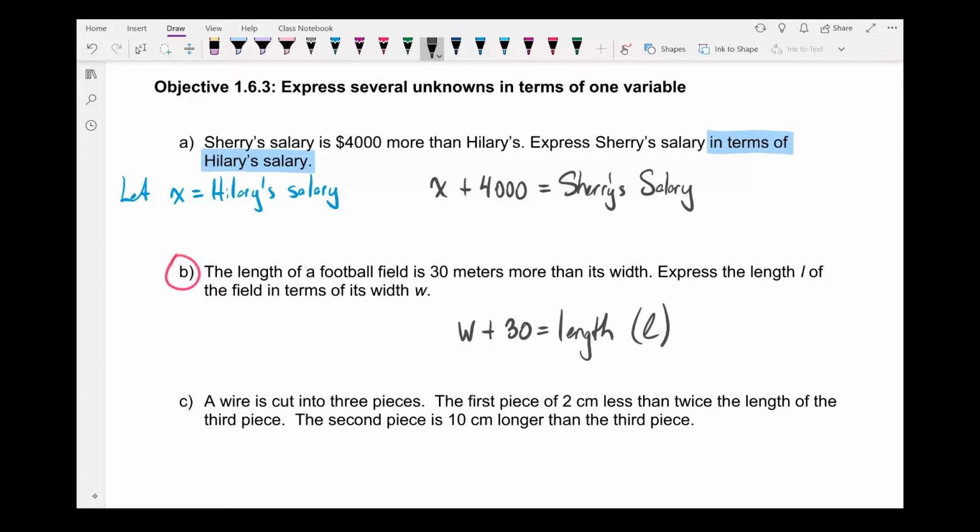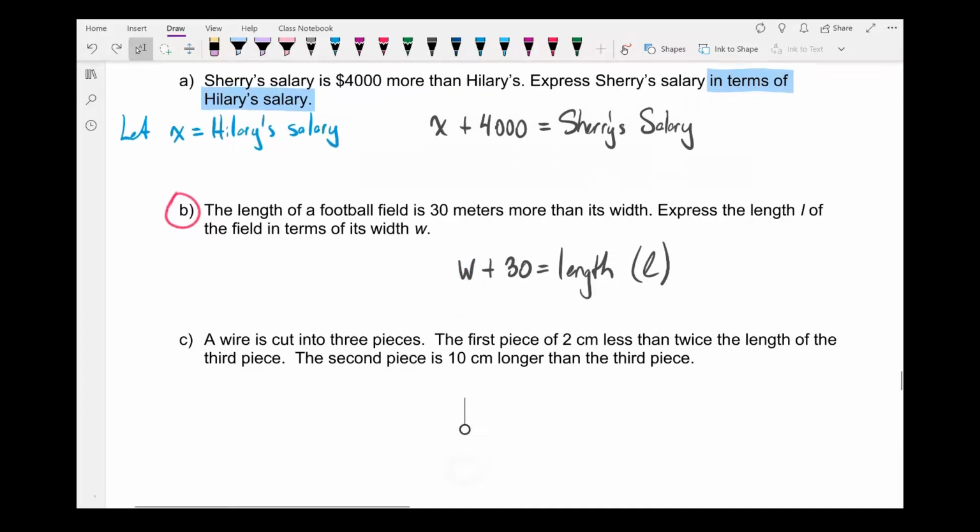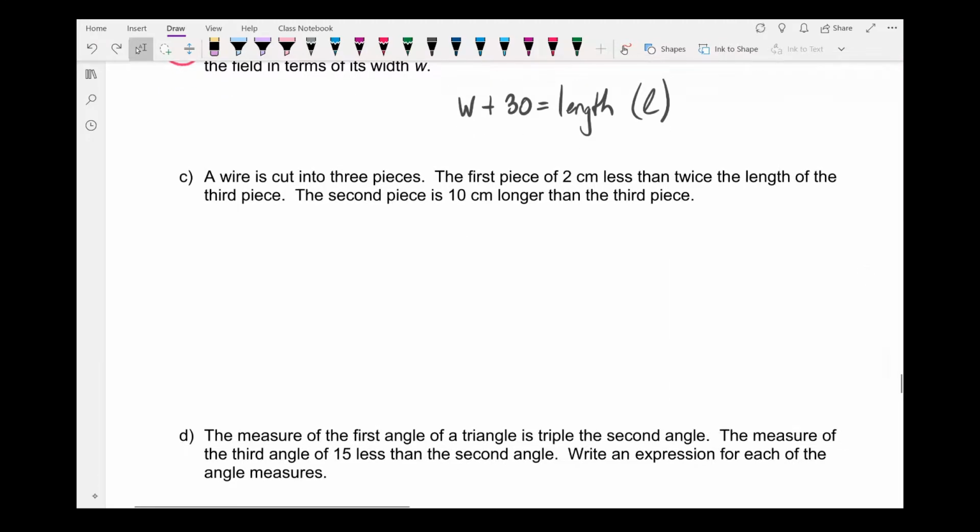Where W is the width, and L is of course the length. It says I needed to express the length in terms of its width, which I did. Width is what I start with, add 30, and I get length. I'll do C more fully with you.